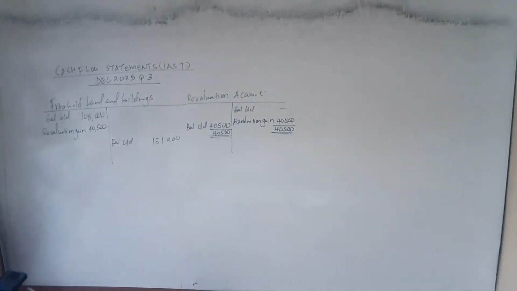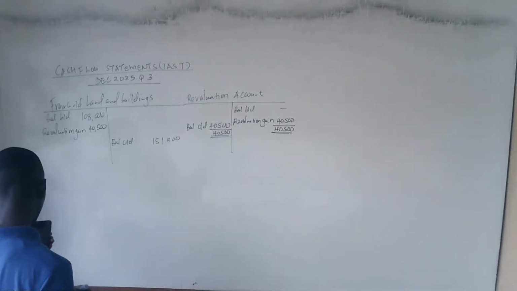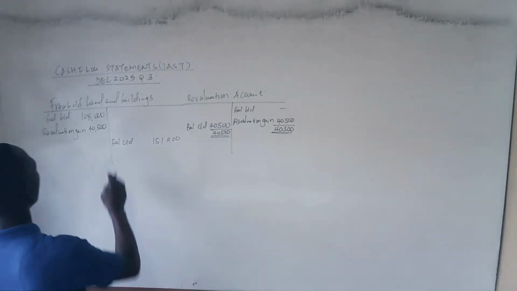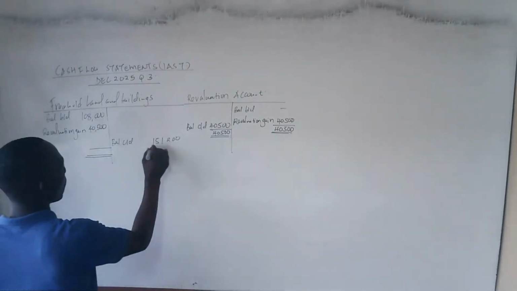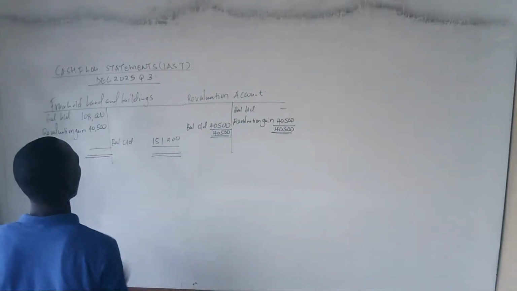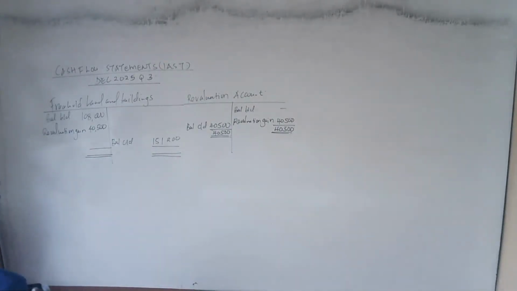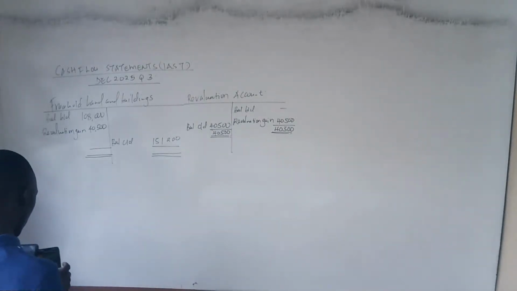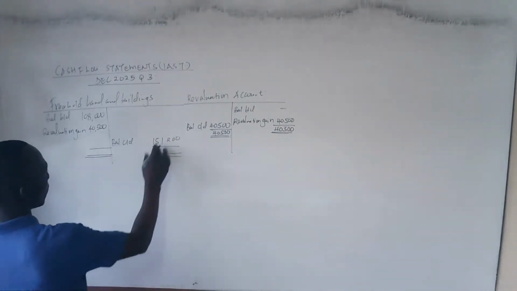So once you have done that, now what is remaining, I think we don't have any more information about this freehold land. Therefore, let us see whether we purchased more of the freehold land and building. So therefore, in that case, we are going to balance. So we will take 108,000, then we add 40,500, then we are going to get 148,500, and this is 151,200.